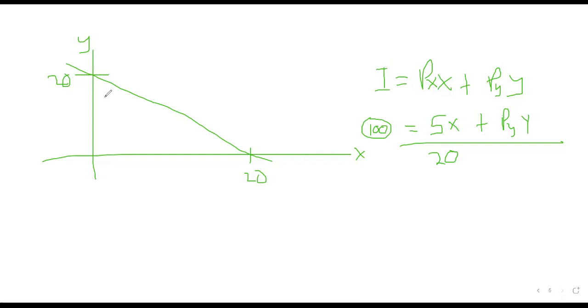We also know that it's cutting the Y-axis at 20. So for the price of Y that we don't know, we simply divide 20 into 100. It is giving us 5. So the price of Y is also 5.